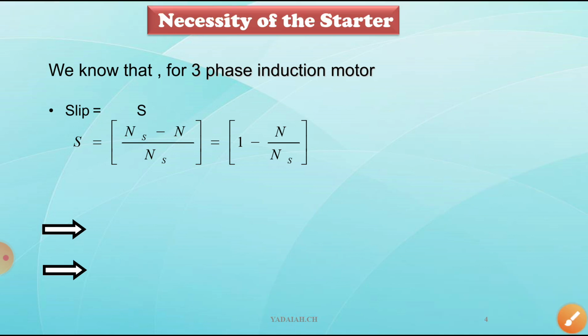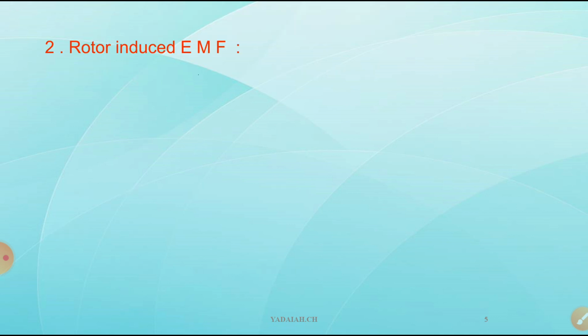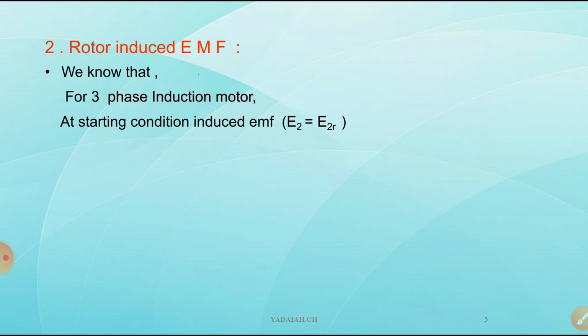These things we have already covered in previous classes. Now the rotor induced EMF in equations: for a three-phase induction motor at starting condition, the induced EMF E2R is equal to S into E2. So the EMF E2 induced in the rotor is directly proportional to the slip, because N is equal to 0 at starting and the rotor is at standstill condition, then E2 is the maximum.